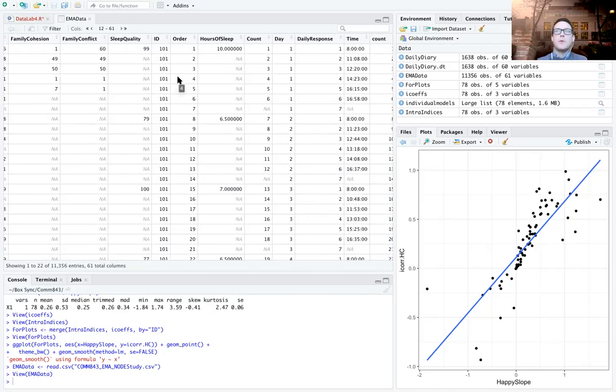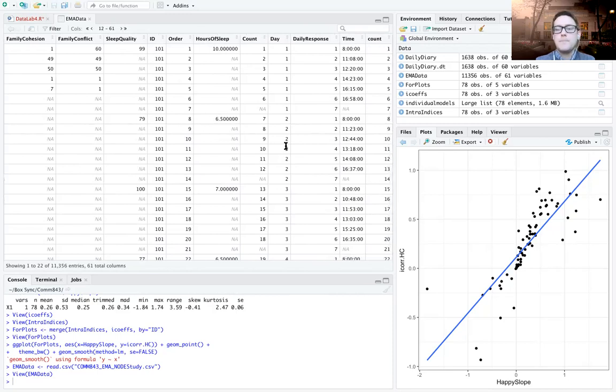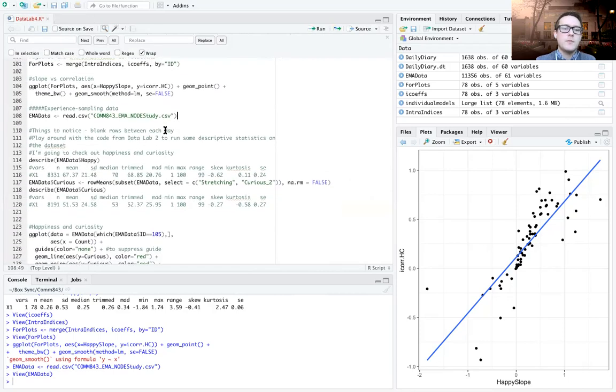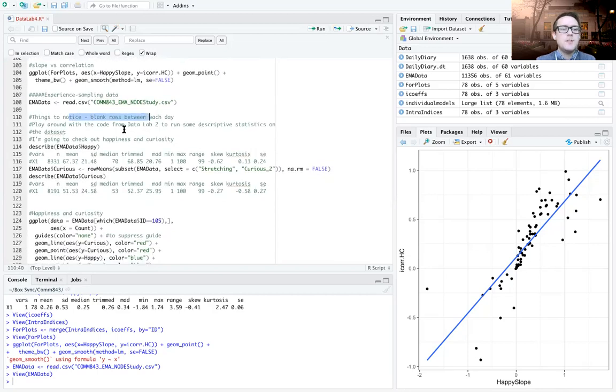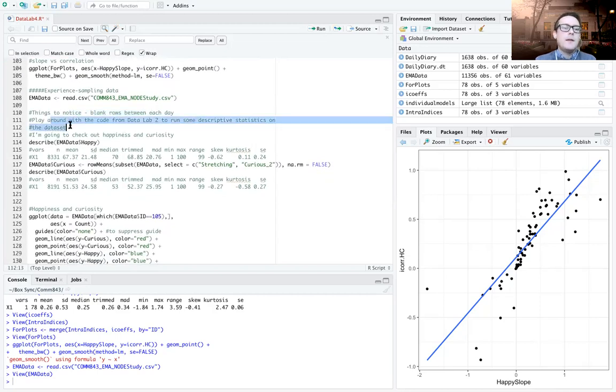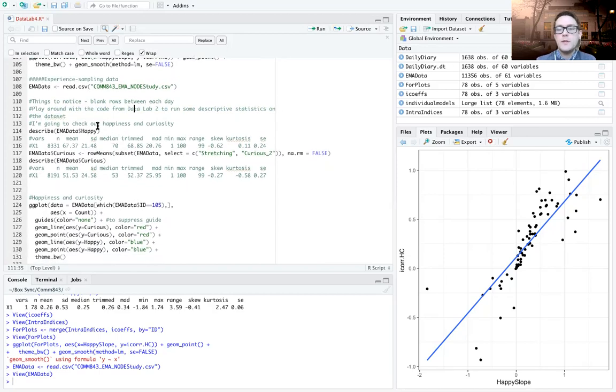The morning survey and the momentary surveys are pretty much the same, but you'll notice that only the morning survey has information about sleep because there was no point asking them about sleep throughout the entire day. Okay, so that's just a quick overview of our experience sampling data. I wanted to talk about the blank rows between each day, which I did. And I'm not going to do a whole lot of descriptives with these data, but you should feel free to play around with the code from DataLab4 to run some descriptive statistics to see if anything looks weird with the data.